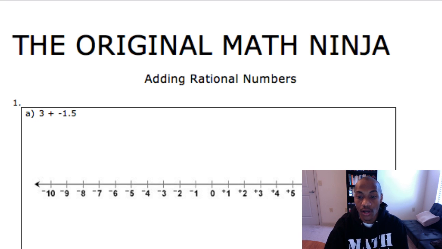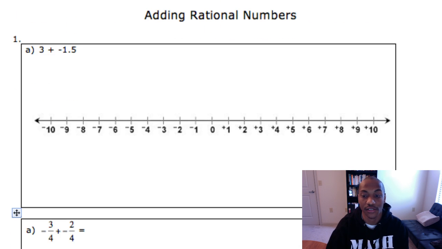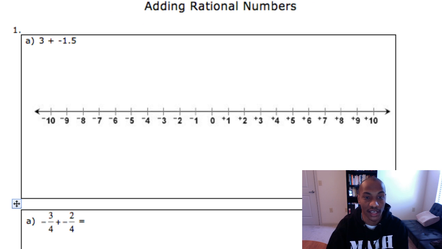So the first problem that we see is 3 plus negative 1 and 5 tenths. Let's go ahead and do that first problem together and really figure out how to add rational numbers.